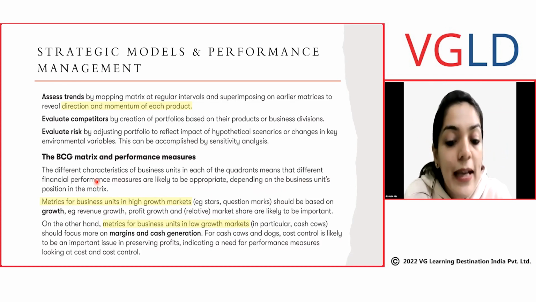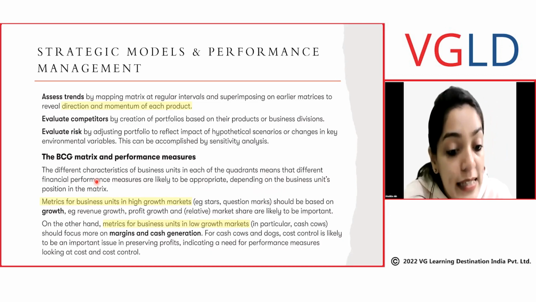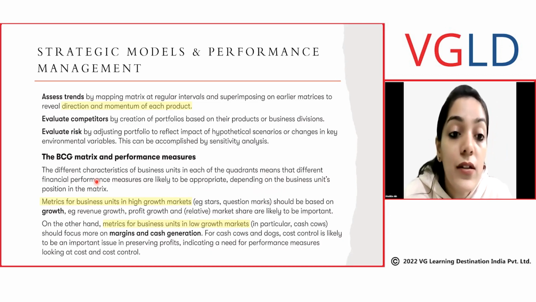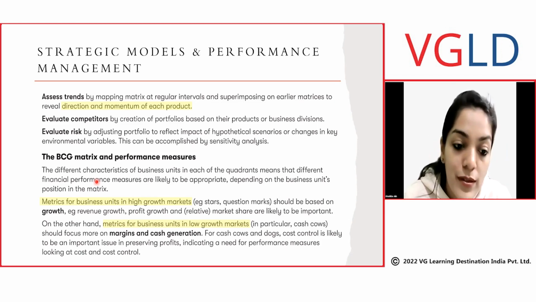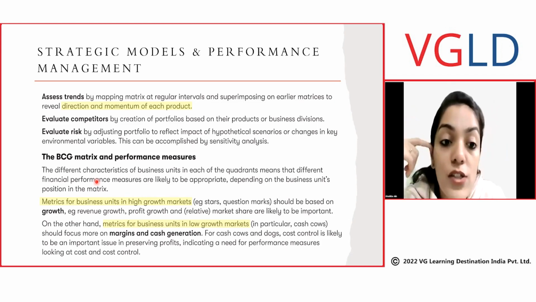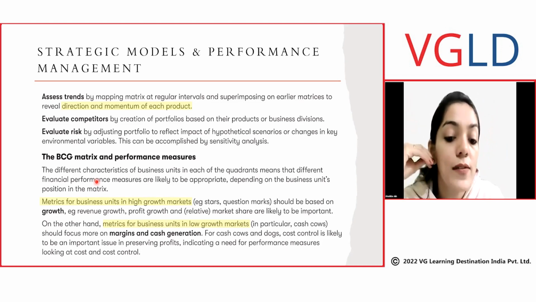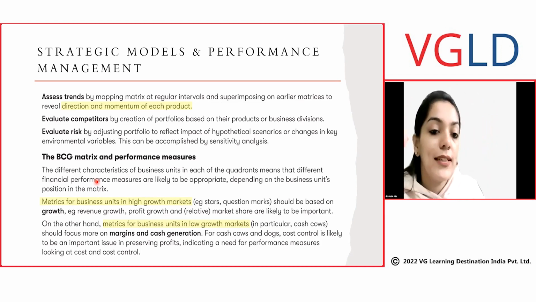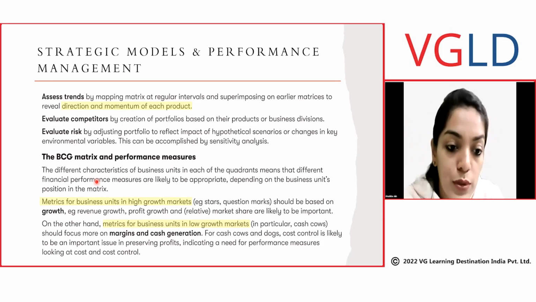Metrics for business units in high growth markets should be based on growth. I'll give you one example now: year-on-year growth in sales. Revenue growth, profit growth, and relative market share are likely to be important. So for business units which you are classifying in high growth markets, what are you going to measure? You are going to measure the revenue growth for that product or business. What is the profit growth for that business? So that you know that these are high growth markets, and that they are actually qualifying the definition of high growth markets by measuring revenue growth, profit growth, and so on and so forth.